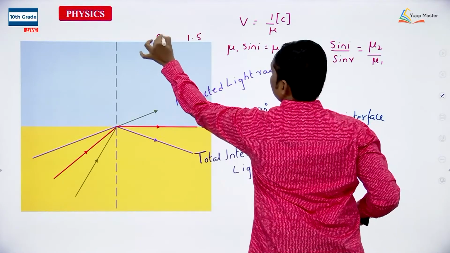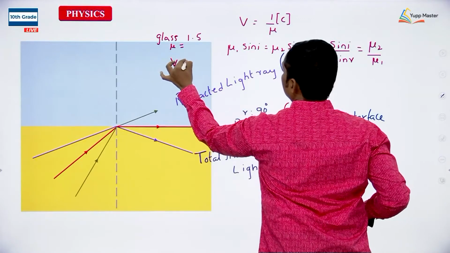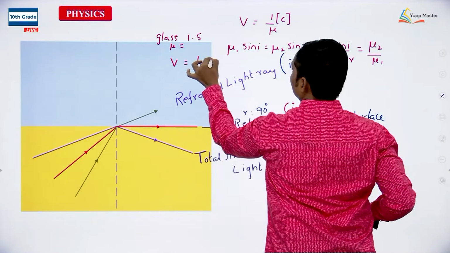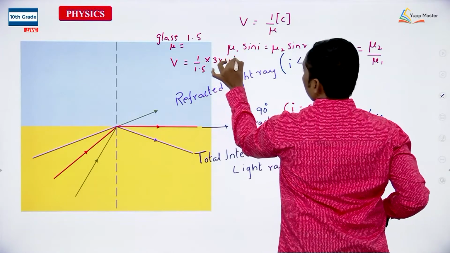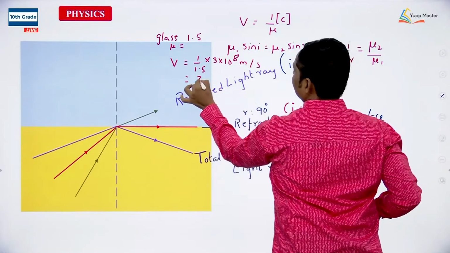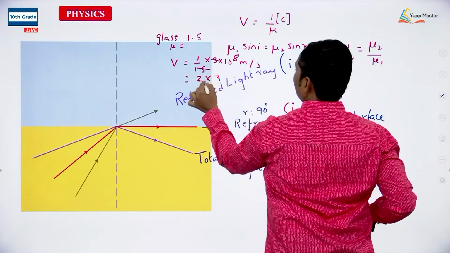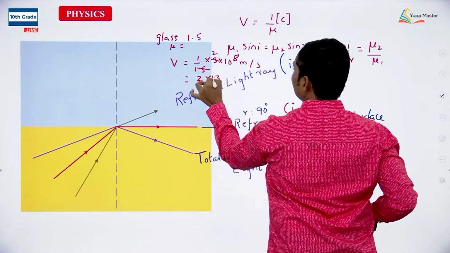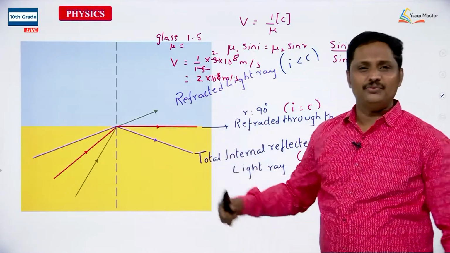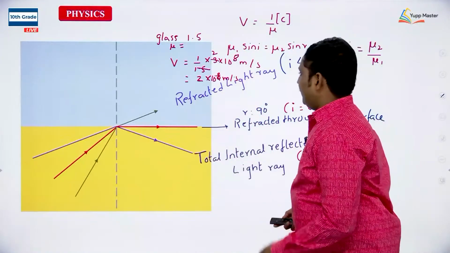If you are going to take that for glass, mu is equal to 1.5. So, V is equal to 1 by 1.5 into 3 into 10 to the power of 5. Easily you will get 10 to the power of 8 meter per second. You can get the cancellation, 10 to the power of 8 meter per second. It is very clear. If you are going to take water, it is 1.5 into 10 power 8 meter per second.